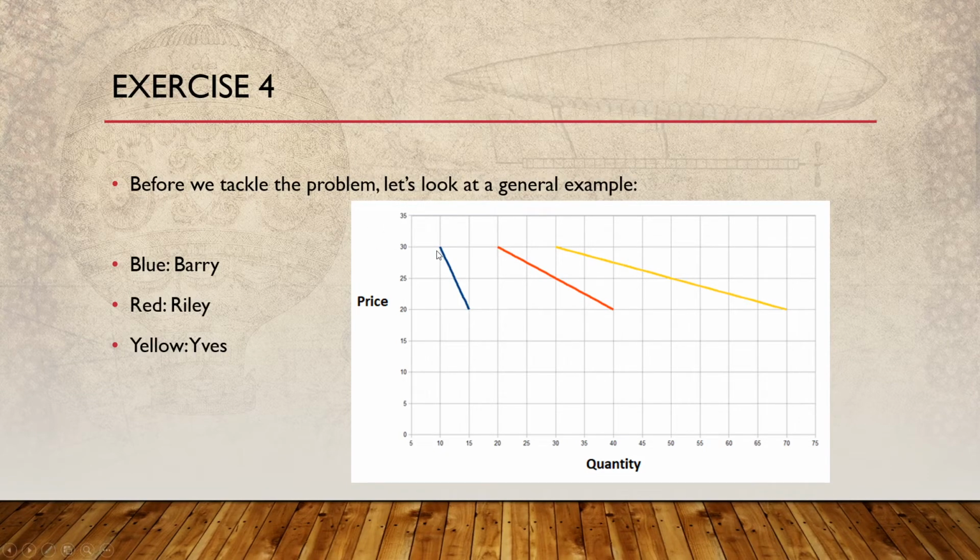Barry used to buy 10 of them. Now he buys 15 of them. He will buy 5 more because, well, the prices went down. Okay, so he says, okay, I'm going to buy 5 more. Now, Riley, she will suddenly buy 20 more because of this price change. And Eve, instead of buying 30, he will buy 70. Okay, now, what do we learn over here?